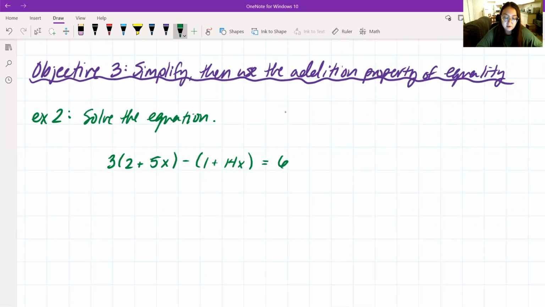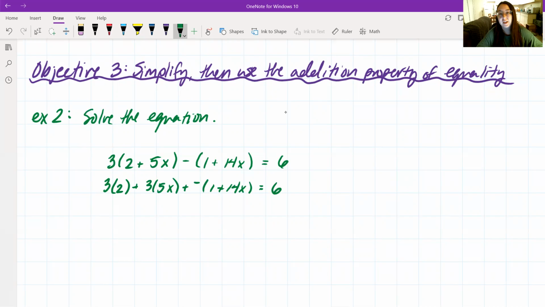So we see here in our first term, our 3 times (2 plus 5x), we want to use our distributive property because ultimately we want to combine our like terms and then try and solve for x. So using our distributive property, we can say this is the same as 3 times 2 plus 3 times 5x. Now we have subtraction. Subtraction we say is the same as saying plus the additive inverse, or plus negative. So we're going to have a plus negative (1 plus 14x) is equal to 6.